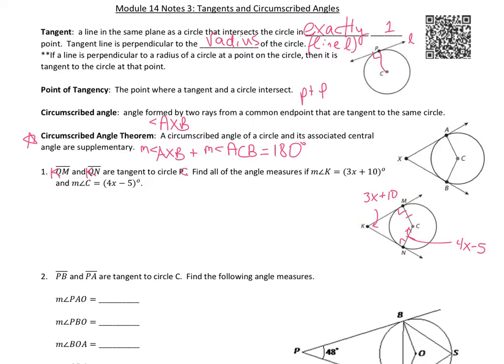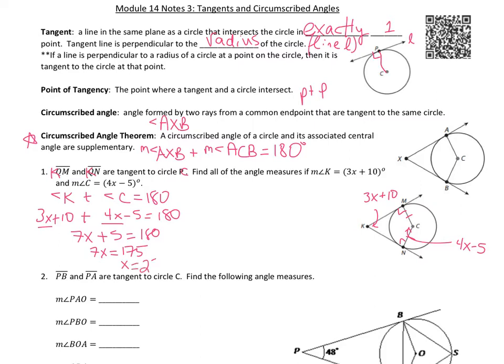We know that those two angles are going to be supplementary to each other, so that's going to be our equation setup. So we've got 3x plus 10 plus 4x minus 5 equals 180. So the 7x we've got, and that would be a plus 5 equals 180. If we subtract the 5 over, we would get 175. And then divide both sides by 7, and we get x equals 25.